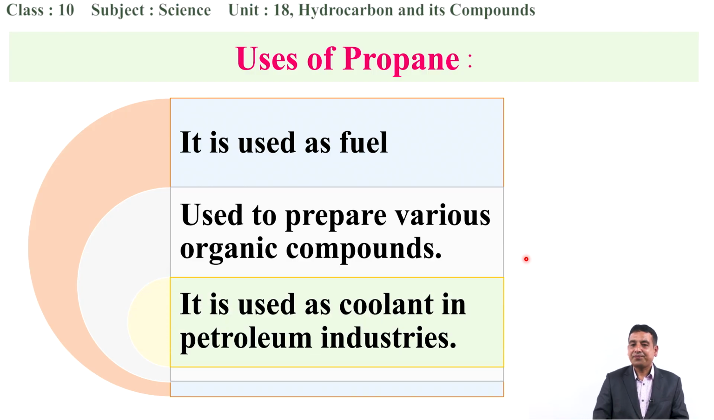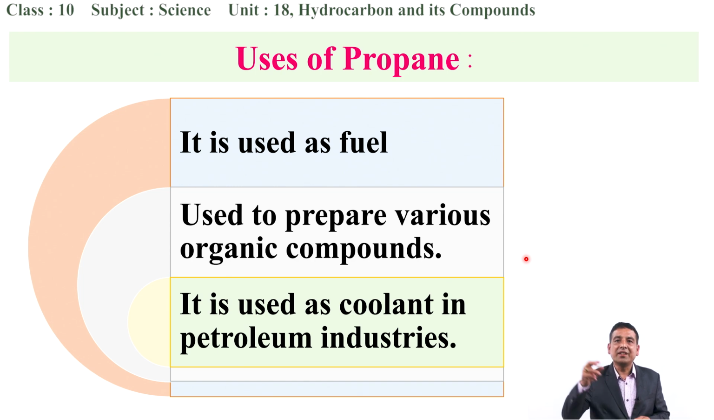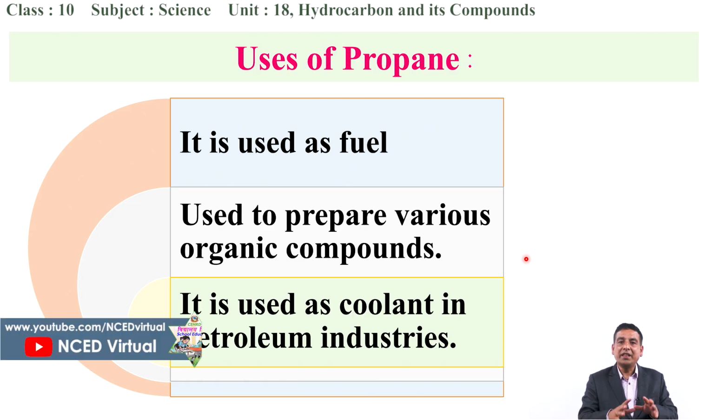The next one is, it is one of the organic compounds which is used for cooling purposes, to make the conditions very cool and to maintain a constant temperature. It is used as a coolant. A coolant is generally used so as not to overheat the internal combustion engines. So in these areas, propane is used.